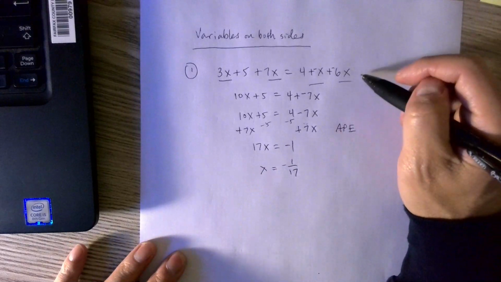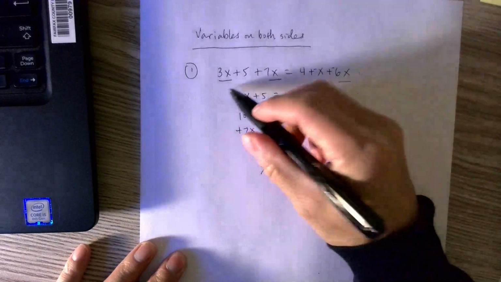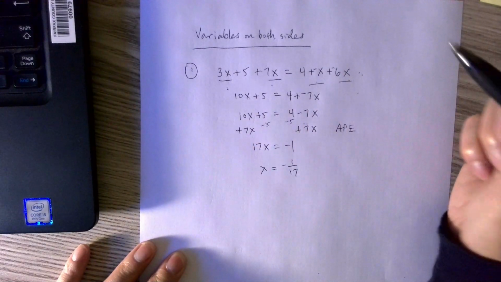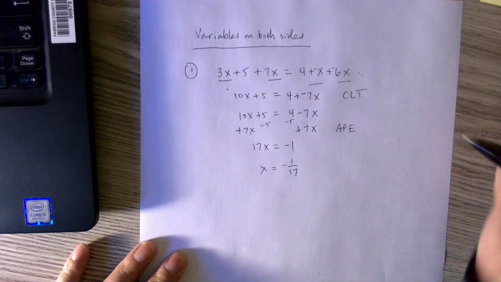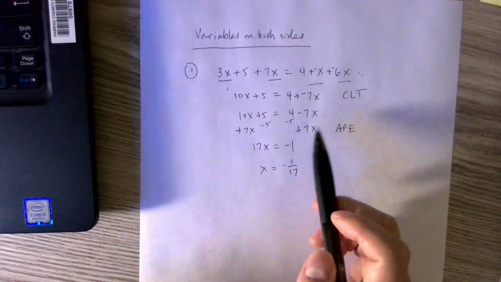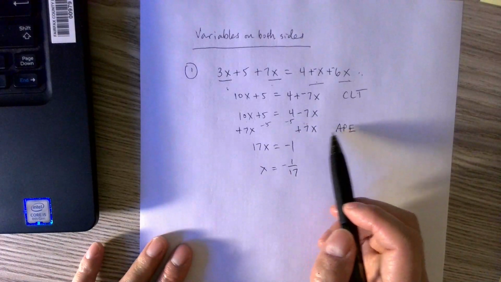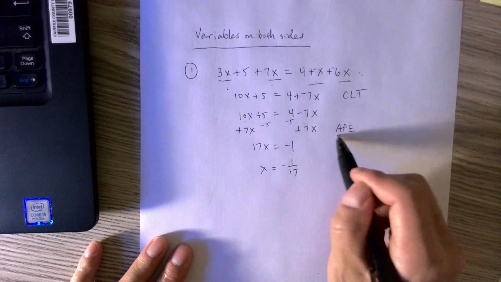So to summarize, first I identify what the common terms are. And then I combine like terms. And then this is the point where I have to get all the variables on one side. So I use APE to do that. If you have variables on both sides, APE will do it.